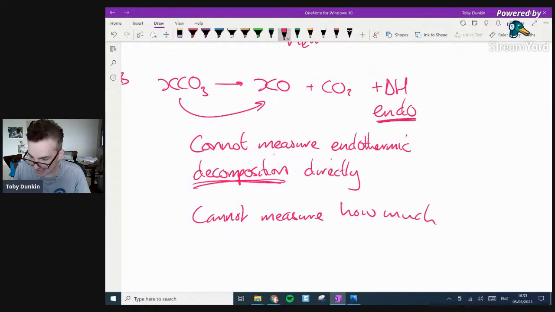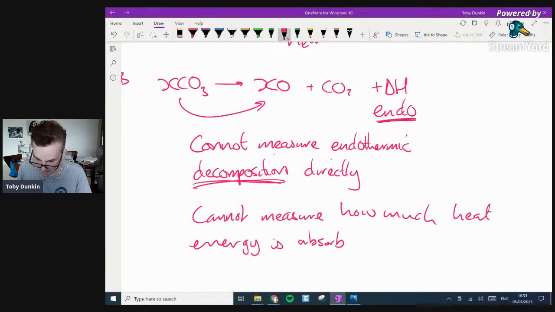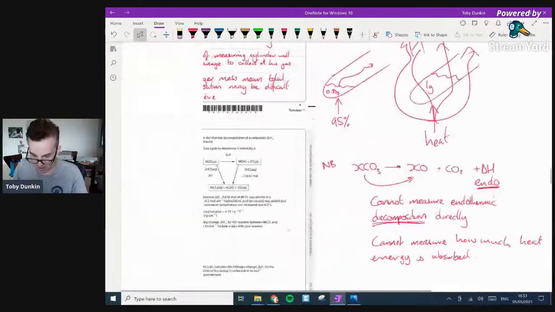Cannot measure how much heat energy is absorbed. Energy is absorbed. That's the lightning. Is absorbed. There you go. So, common question there, guys.